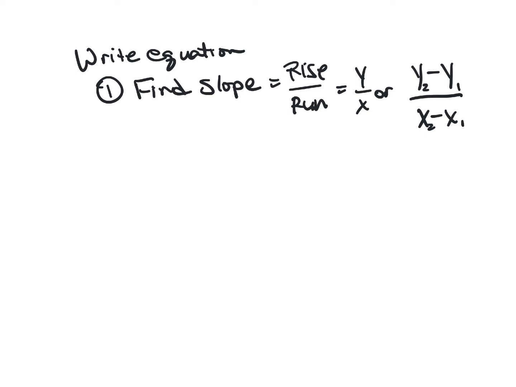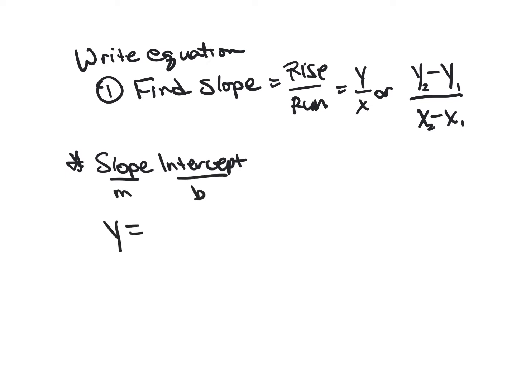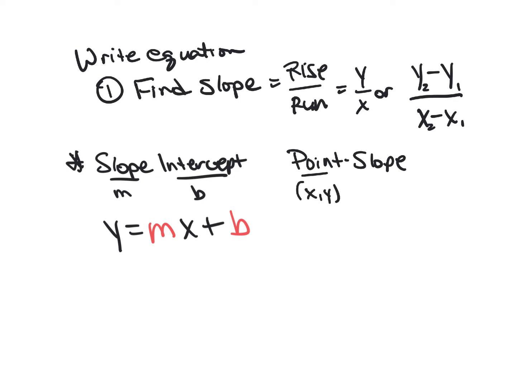So if they give us an ordered pair, we have to find the slope. Then there are two equations. The first one is slope-intercept. And what you need here is the slope, which is m, and the y-intercept, which is b. So y equals mx plus b, right? Then the next one is point slope. And you need a point, so an ordered pair, x, y, and m, the slope. Okay, and this ordered pair is going to be a grouping, like a group 1.